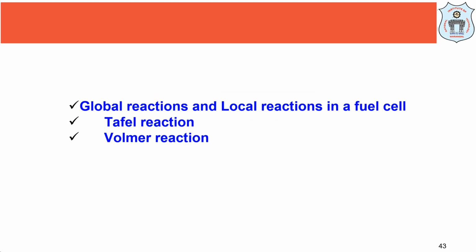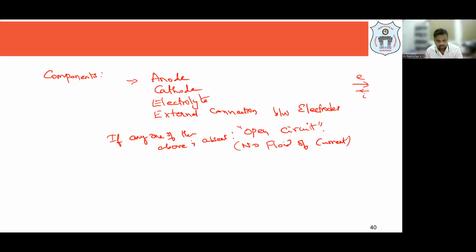value. Okay, coming back to Tafel reactions and Volmer reactions, we have seen what is open circuit potential. That is when any one of the components is absent, we have open circuit condition. Absence of any of these components will lead to a condition called open circuit condition, which means that there is no flow of current.